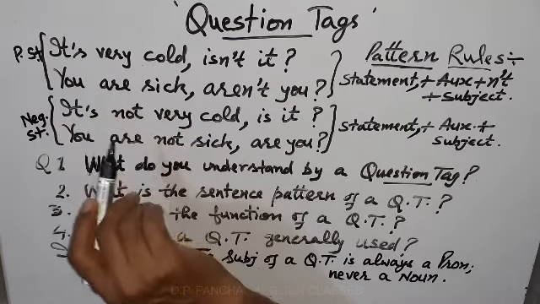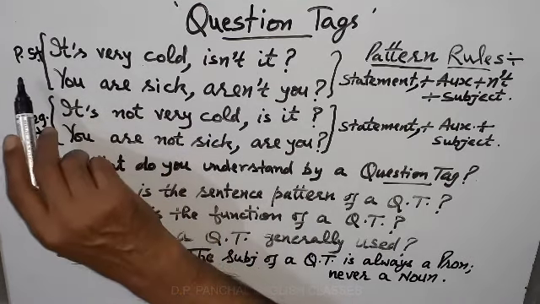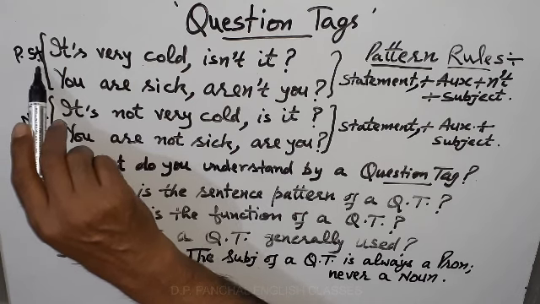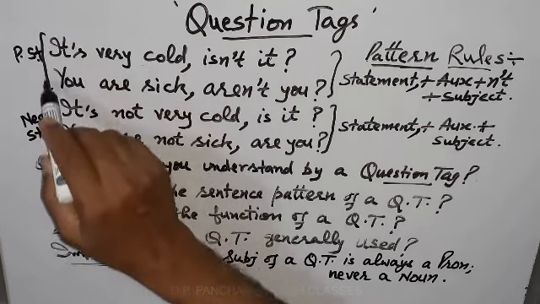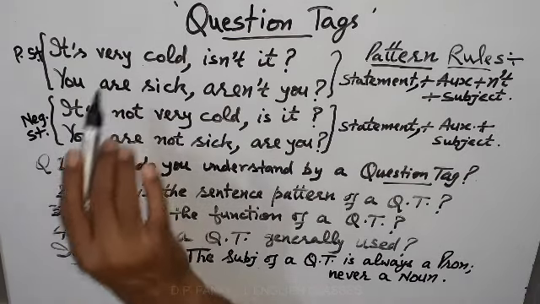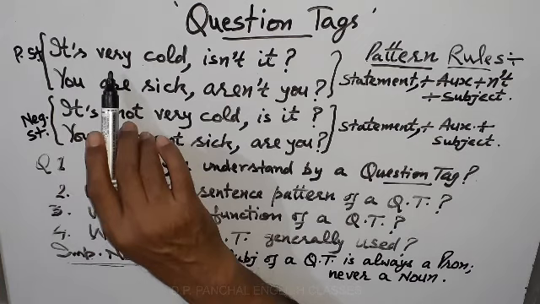There is a first sentence. In short, I have written P. It means positive statements in pairs. N stands for negative statements. So let us study. It's very cold.